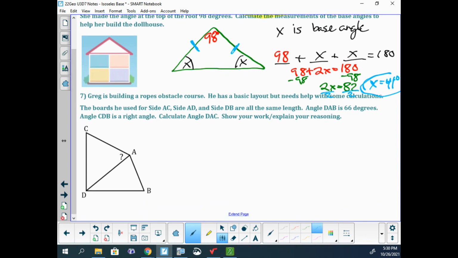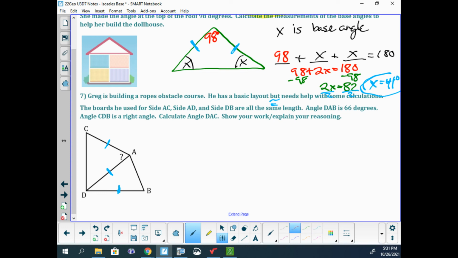Greg is building a rope obstacle course. He has a basic layout but needs help with some calculations. The boards he used for side AC, AD, and DB are all the same length, which basically is saying they are congruent. So AC is right here, AD is in the middle, and DB is over here. I used all the same tick mark because they're all going to be the same length.